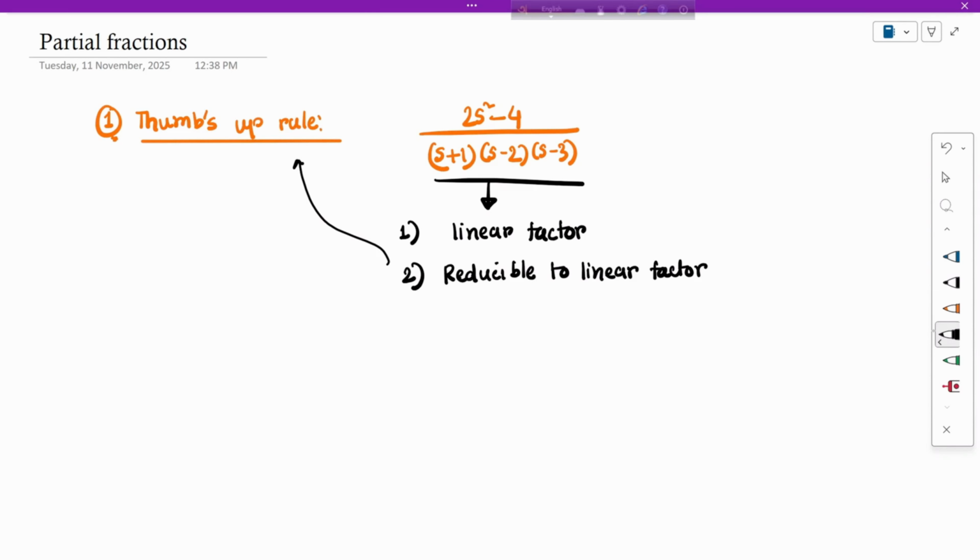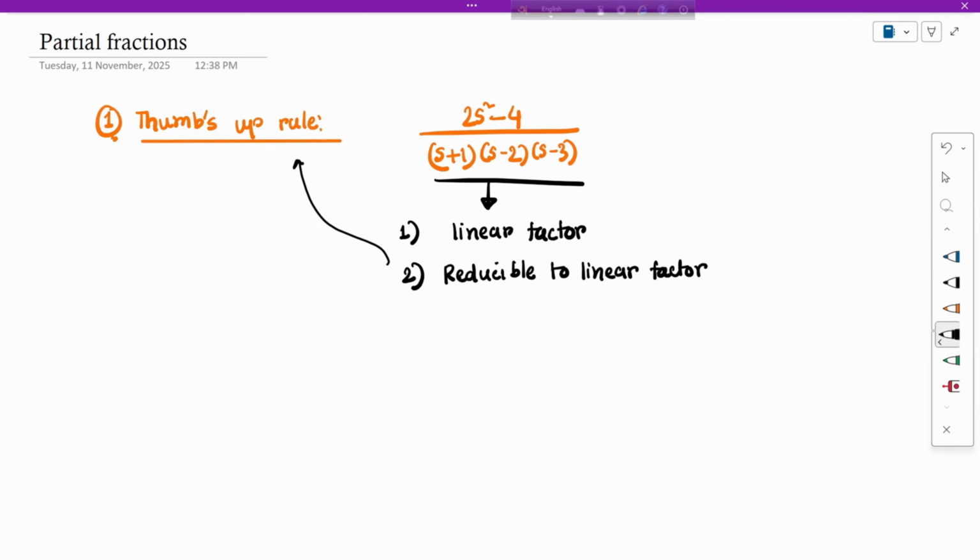We're going to see another example of the thumbs up rule. So first of all, what are the reasons that we apply the thumbs up rule? The reasons are that in the case of a linear factor, or in the case of factors that are reducible to linear factors, if the denominator of the given expression consists of these types of factors, then we're going to apply the thumbs up rule to solve the partial fraction problem efficiently and quickly.